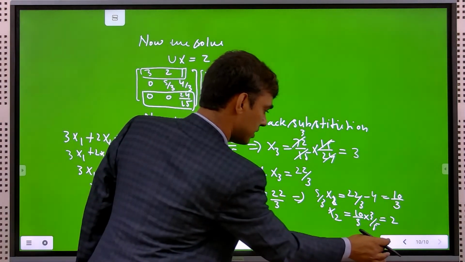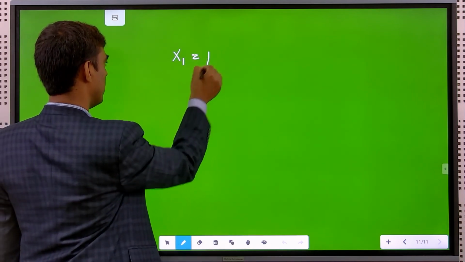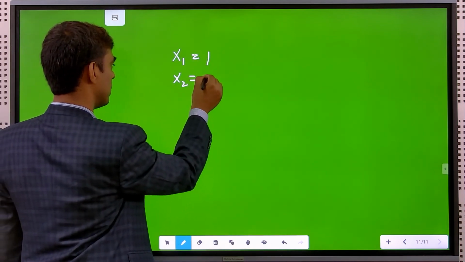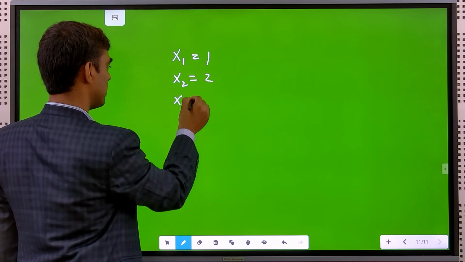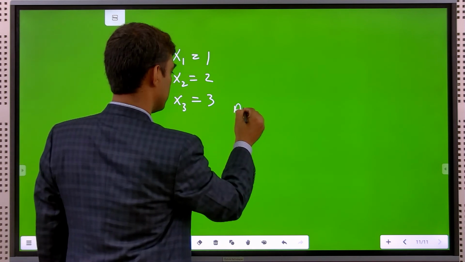So in the next phase you may write: what is the value of x1? x1 equals 1. What is the value of x2? x2 equals 2. The value of x3 is 3. This is the answer.